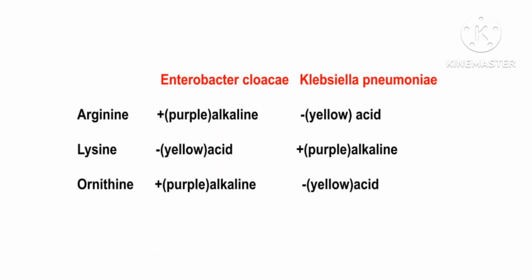So we see the difference between Enterobacter cloacae and Klebsiella pneumoniae in amino acid decarboxylation and dihydrolation reactions. Arginine is positive for Enterobacter cloacae and negative for Klebsiella. Lysine is negative for Enterobacter and positive for Klebsiella. Ornithine is positive for Enterobacter and negative for Klebsiella. These are the basic differences in arginine, lysine and ornithine for Enterobacter and Klebsiella.